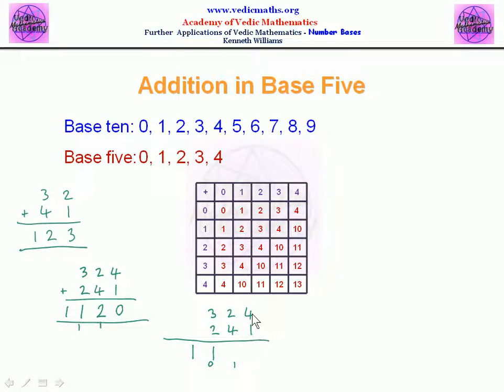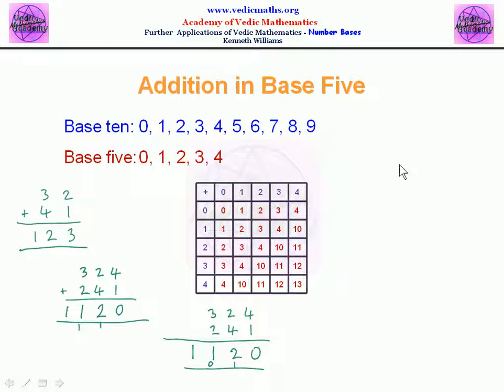In the last column we have 4 and 1. 4 and 1 is 10. But you remember when we add from left to right, the carry is 10 times bigger, so that's really a 10. And so that 10 is added on to the 10 from here, giving us 20. 2, 0.